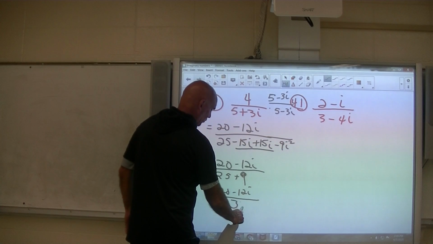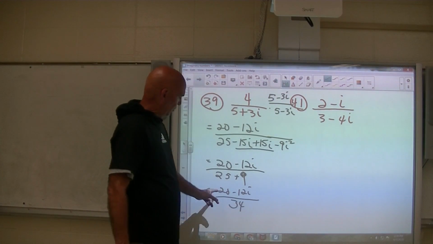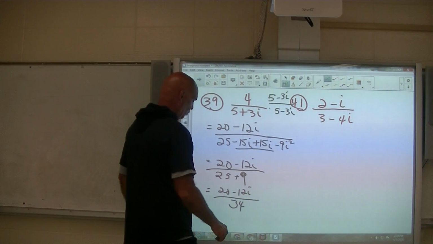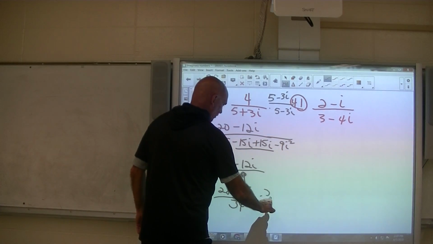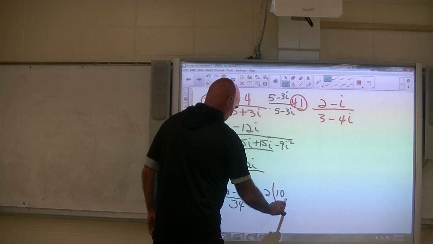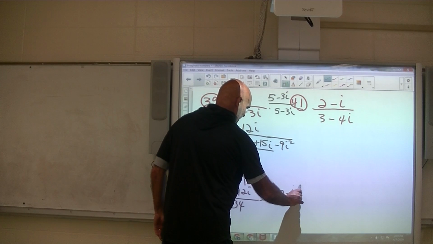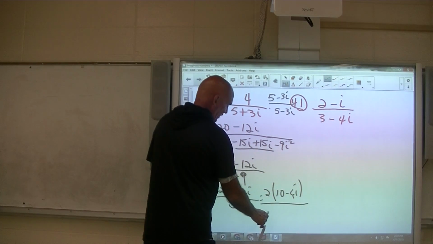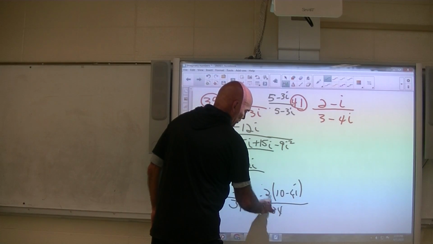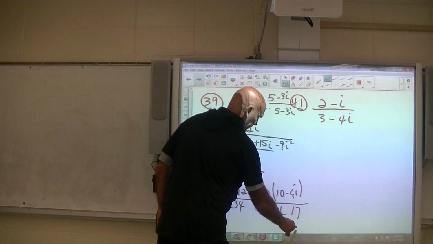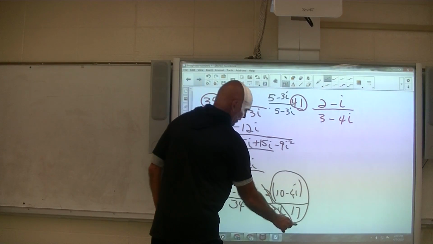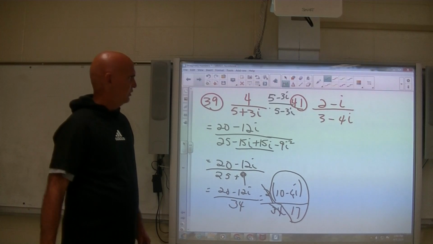All right, I was about to circle this, but I can't quite circle it because I noticed there's a common factor of 2 everywhere that I could divide out. So if I factor a 2 out of the top, 2 times 10 minus 6i, like that. And at the bottom is 34. So divide the 2 out of that, and 17 is what I got left. So final answer, 10 minus 6i over 17.